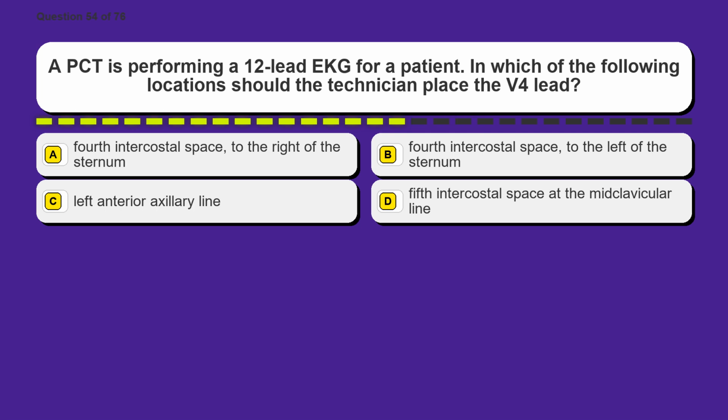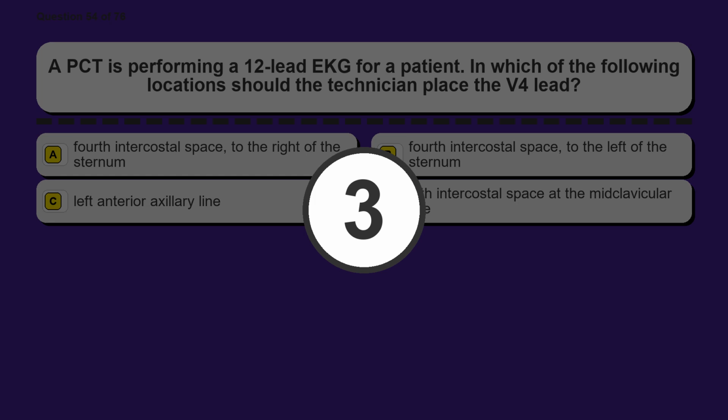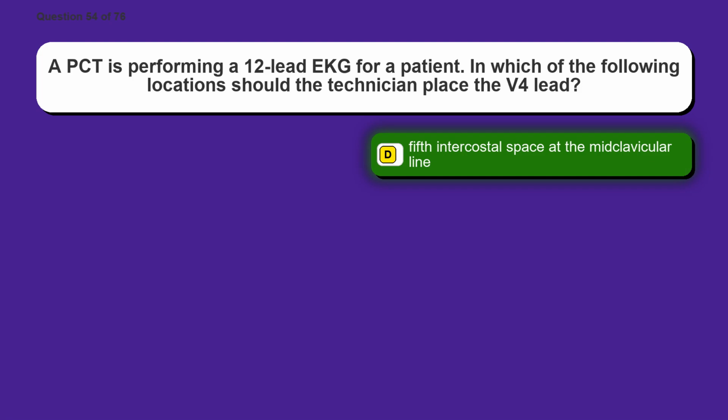Option A, fourth intercostal space, to the right of the sternum. Option B, fourth intercostal space, to the left of the sternum. Option C, left anterior axillary line. Option D, fifth intercostal space at the midclavicular line. The correct answer is option D, fifth intercostal space at the midclavicular line.